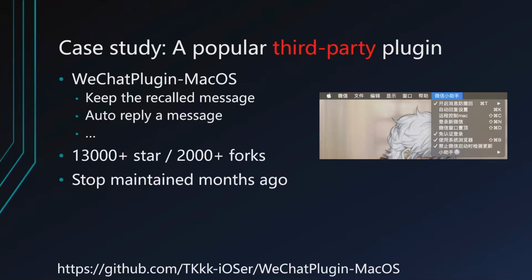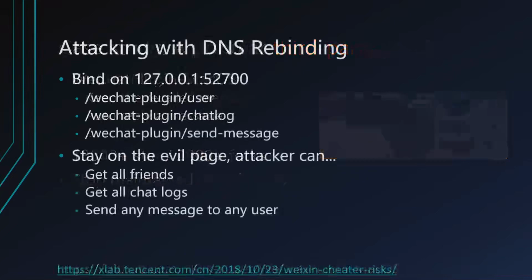You see many stars and many forks, but it stopped being maintained months ago. And it binds a fixed port on localhost and exposes some APIs. From these APIs, you can get all the user's friends, all the chat logs, and you can send any message to any user. And we can use DNS rebinding to attack this plugin.